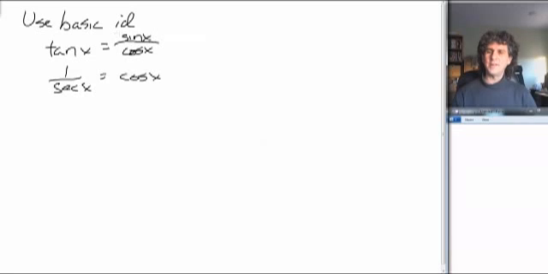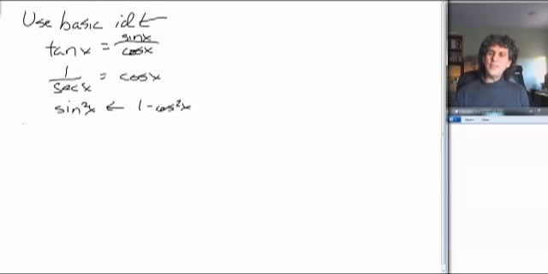Did I forget to put the, yes, I did. And finally, if you see anything involving the squared functions, that's a good candidate for replacing with a Pythagorean identity. That would be 1 minus cosine squared. So using the basic trig identities is one thing that you will do.